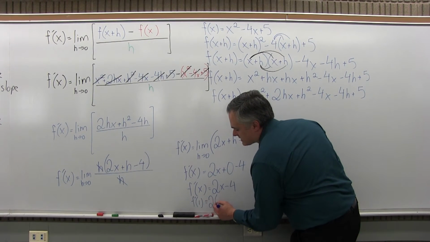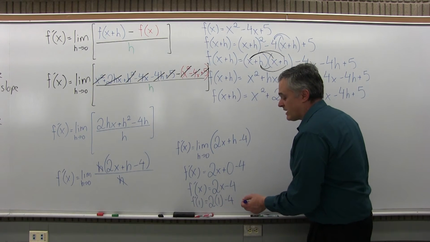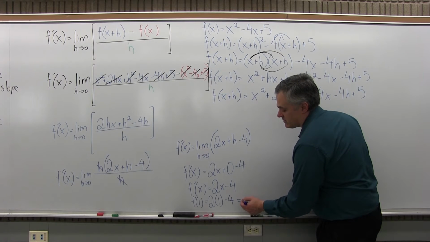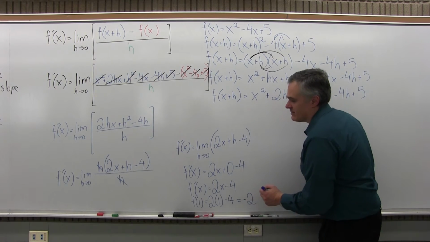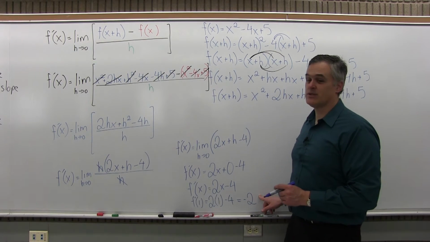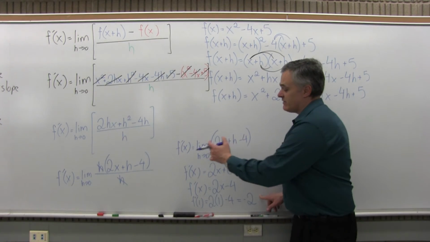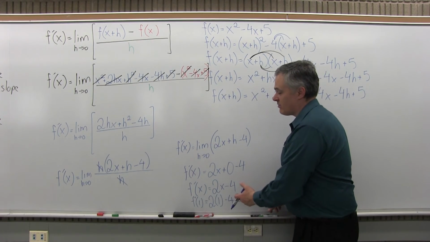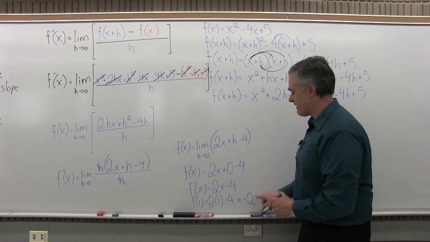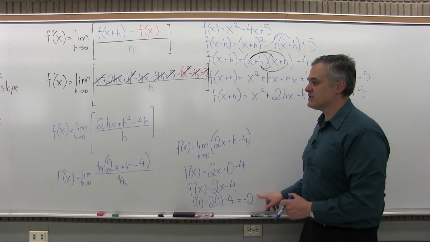So 2 times x is 2 times 1 minus 4. 2 times 1 is 2. 2 minus 4, negative 2. So when x is 1, the slope is negative 2. Now again, for different values of x, it'll have a different slope. But for the part that we have to find, the slope is minus 2.